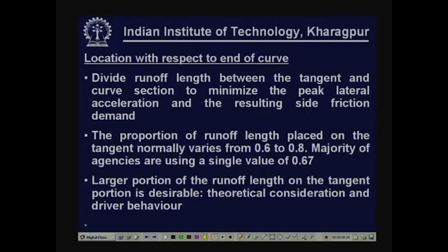Now, location with respect to the end of curve. Remember that we are discussing super elevation runoff length for a situation which is tangent to curve transition. That means, there is no transition curve or spiral curve in between the tangent and the circular curve. So, now the question comes, we know what is the length of super elevation runoff. Should we provide the whole super elevation runoff length on the tangent portion itself, or should we provide the whole super elevation runoff length on the circular curve portion?